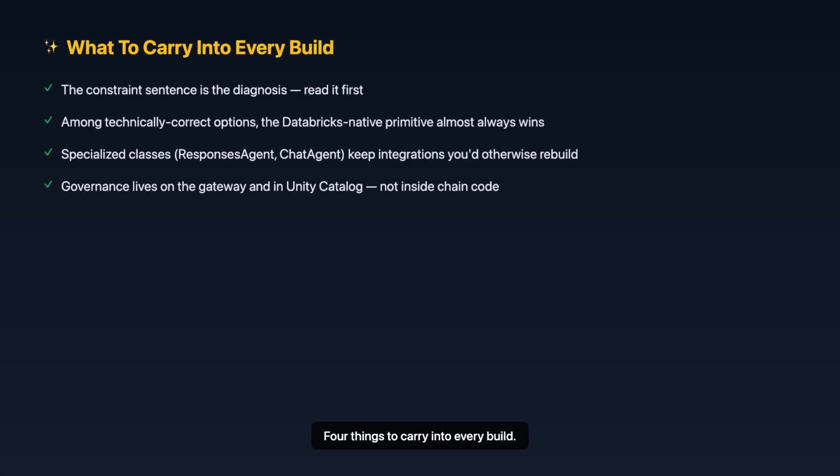4 things to carry into every build. The constraint sentence is the diagnosis. Read it first, before you look at the option list. Among technically correct options, the Databricks-native primitive almost always wins, because the platform already wired the integrations you'd otherwise reinvent. Specialized classes like ResponsesAgent and ChatAgent keep streaming, tracing, signatures, and gateway hooks that generic PyFunc gives up. And governance, masking, audit, lineage, rate limits, lives on the gateway and in Unity Catalog, never inside chain code.